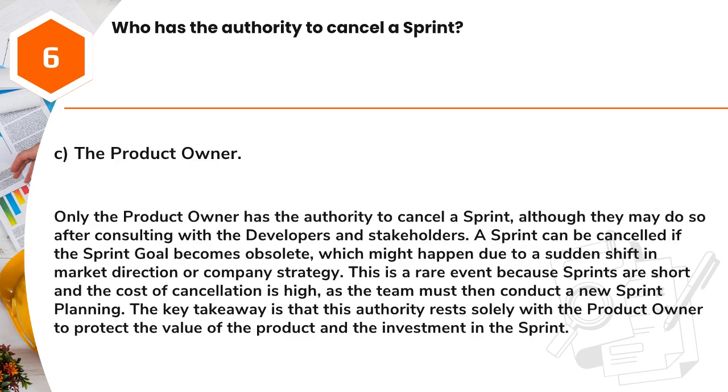Answer: C. The product owner. Only the product owner has the authority to cancel a sprint, although they may do so after consulting with the developers and stakeholders. A sprint can be cancelled if the sprint goal becomes obsolete, which might happen due to a sudden shift in market direction or company strategy.